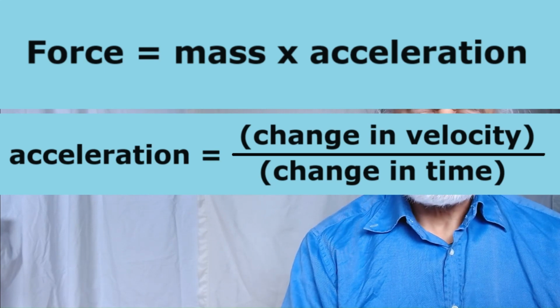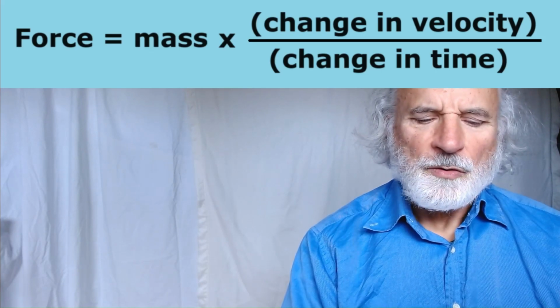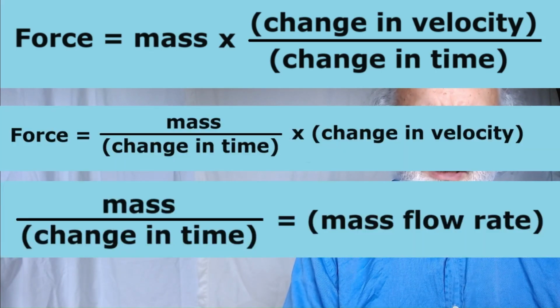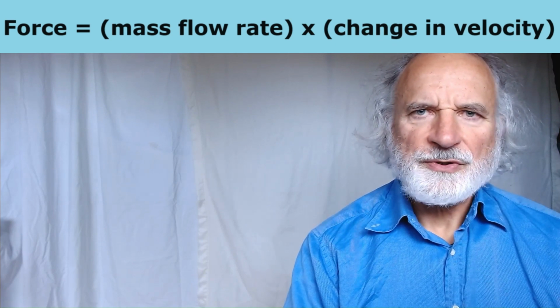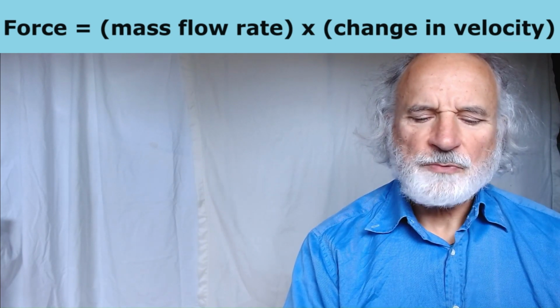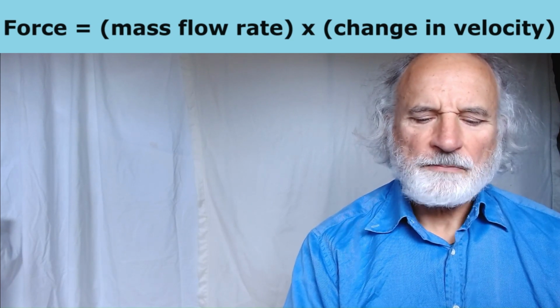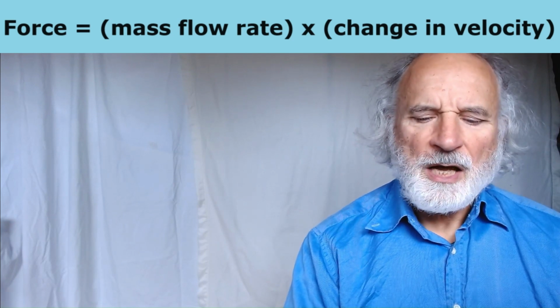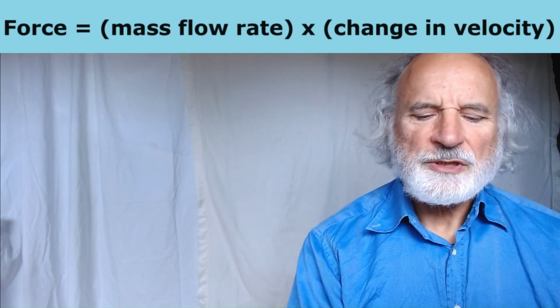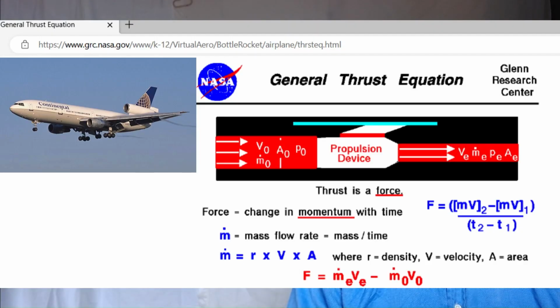For a wind power machine, instead of a particular object, we need to describe the forces on the airflow that is forced through the machine. We can rearrange the common expression of Newton's second law into a form that is useful to describe the interaction of a machine with the wind. A force can be expressed as a mass flow rate multiplied by a change in velocity. This is the same expression of Newton's second law that is used to describe the thrust produced by a jet engine.